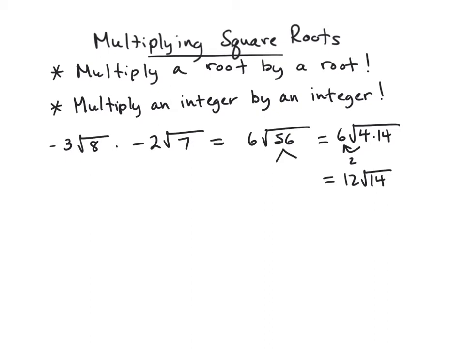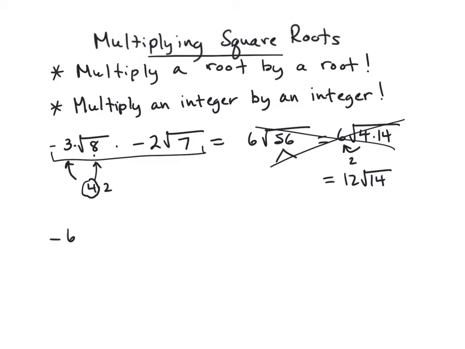A better way to do that question is probably not to do this. Always look at the question before you do anything. Can you simplify the pieces first? And the answer is yes, because 8 has a perfect square in it. I can see that. 8 is 4 times 2. And I can take the square root of 4 out front and multiply. Square root of 4 is 2, multiply.